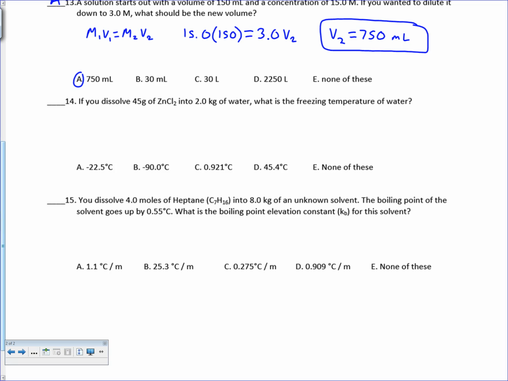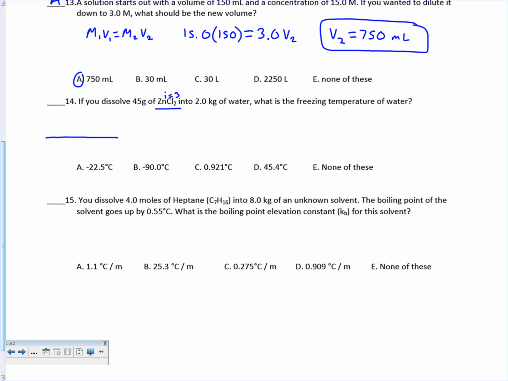14 is talking about the freezing temperature of water, so this is a freezing point depression problem. Some things that we need to do: we always need molality in these problems. Molality is the moles of solute over the kilograms of solvent, so we need to find that. We also need to determine the Van 't Hoff factor. It's ZnCl2. That's ionic, which means it's going to split up because it's got a metal and a non-metal, and so i is going to equal 3. Keep that in mind.